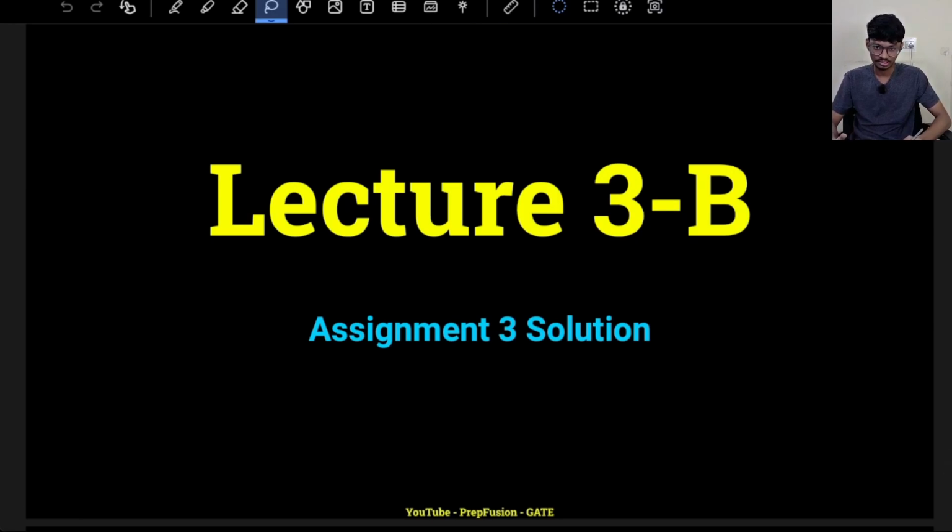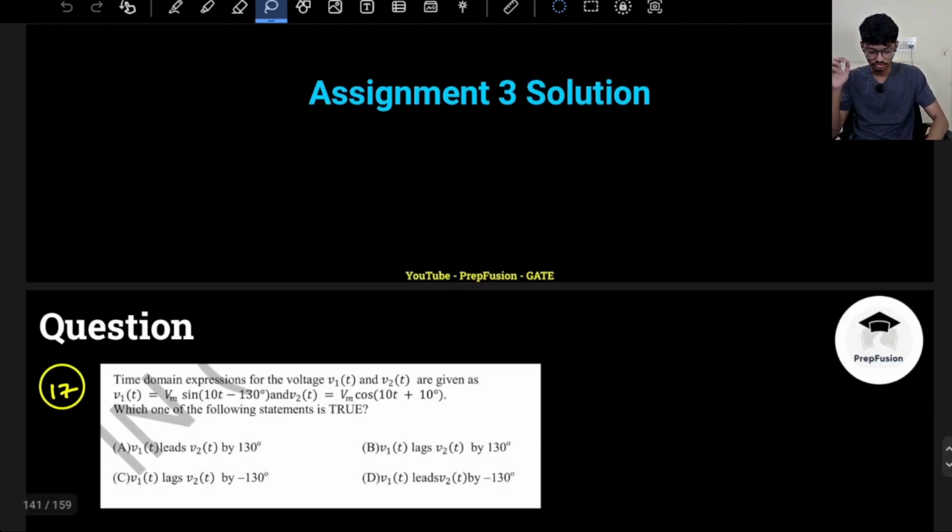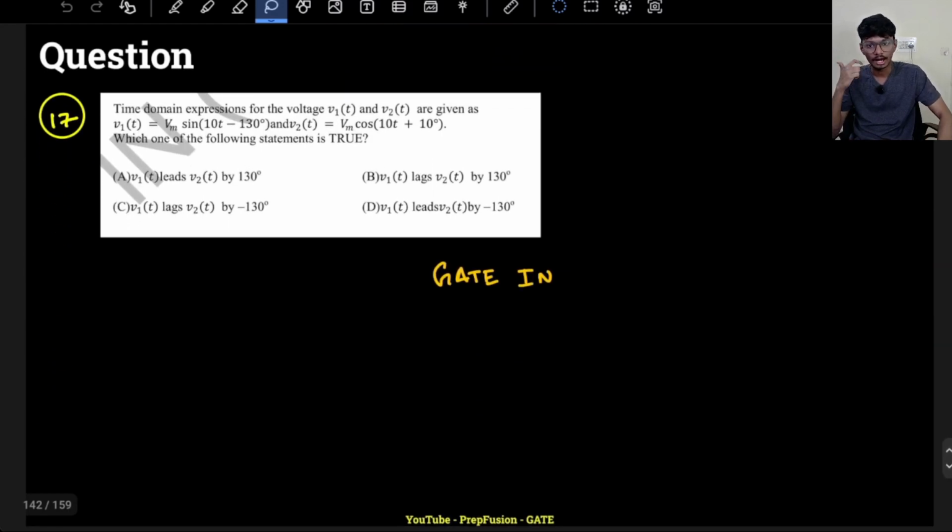So today we will start with the final lecture of our phasor diagram chapter. We have covered almost every single thing that is required for the phasor diagram concept-wise. So today we will do more questions on whatever we have learned. This is the first question. This came in GATE IN.